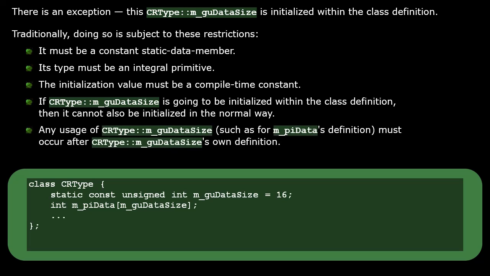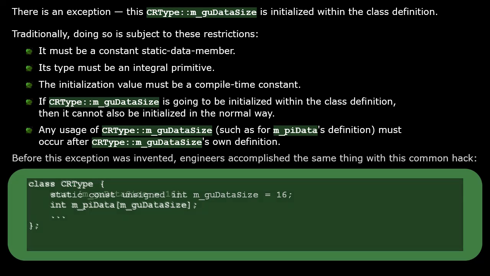When we use m_gu_data_size for defining the array, that size definition must occur before that array definition. Before programmers were allowed to break the rule in this way, those programmers used to accomplish their goal using this popular hack.